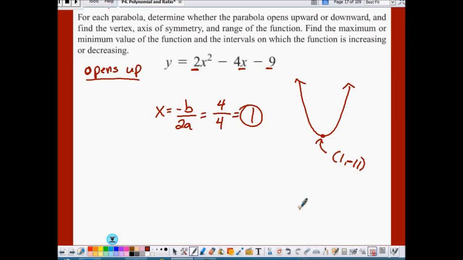And then from there on out, it's going to be very similar to the last one. The range: what are my y values? From -11 up. So your range is from, including -11, it's on the graph, from -11 to infinity. The maximum or minimum value: in this case we said we had a minimum value. What's your minimum? -11. It's your lowest y value. We can find it with our range.